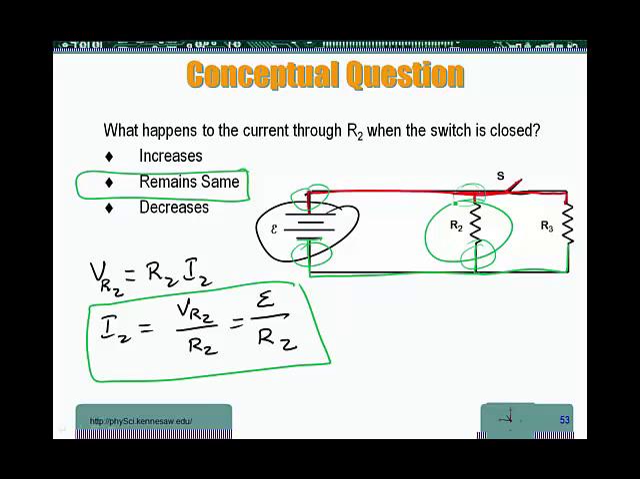Of course, you know that in reality, it's not always the case. And it's not always the case because actually these wires are not ideal wires, and they have resistance as well. Because they have resistance, the voltage across R2 is not going to be equal to E, and it's going to depend on the current in that branch. Okay? But that's not what this question was asking. Ideally, in an ideal case, what's going to happen? The current should remain the same.